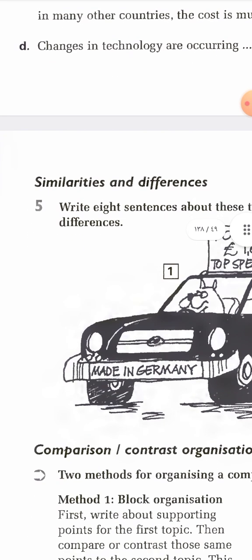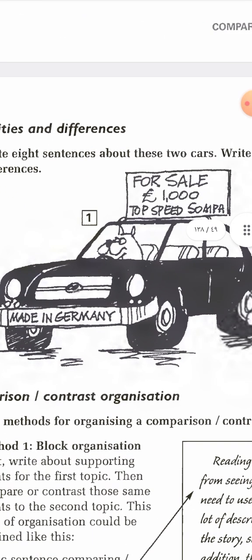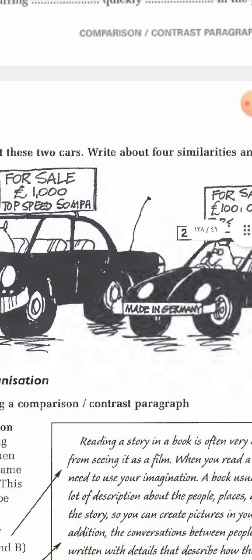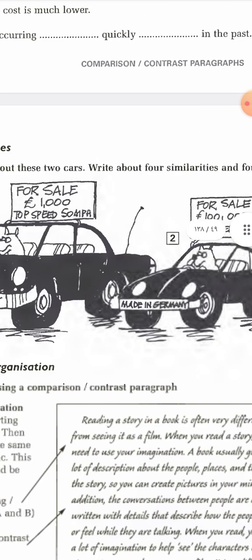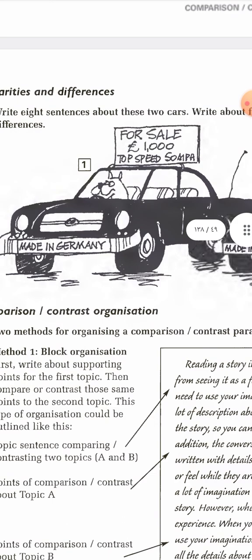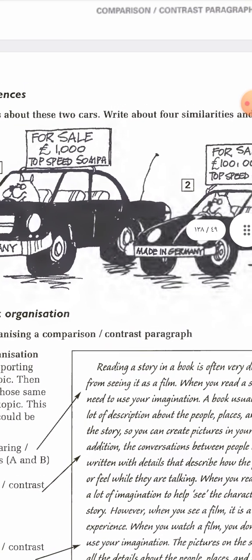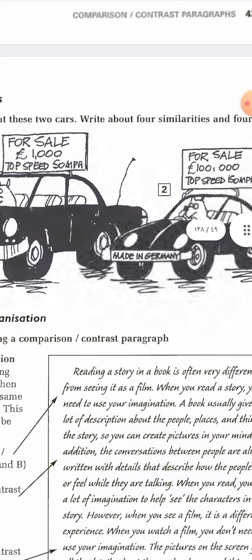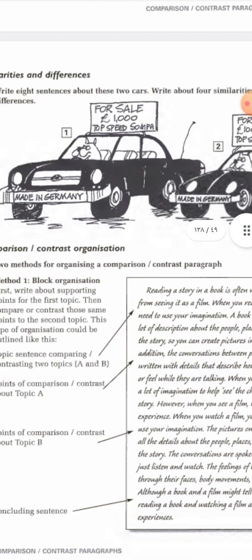Similarities and differences. Write 8 sentences about these two cars. What are the similarities and differences between these two cars in terms of the price, the shape, the model, the driver, the place they were made in? This one was made in Germany, and this one was made in Germany. That means there are some similarities and some differences between these two cars. So show the similarities and the differences.